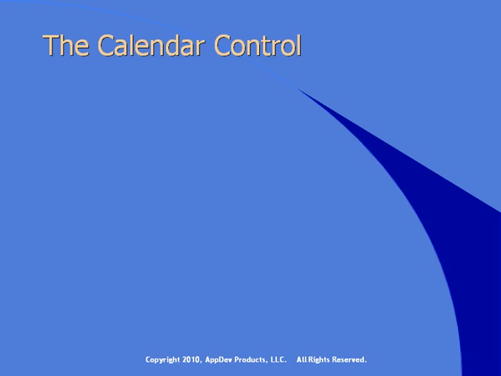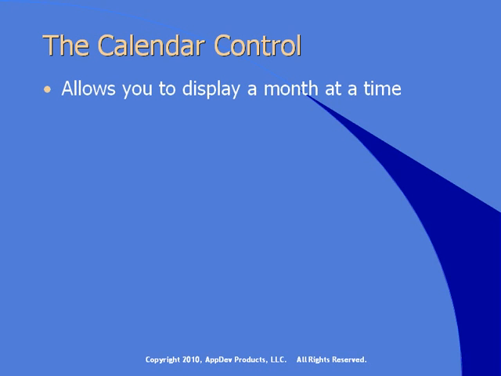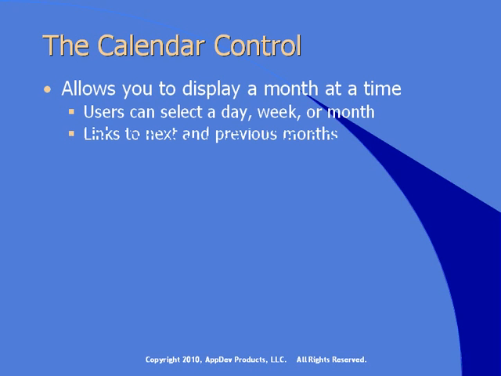This control allows you to display a month at a time. Users can select a day, a week, or an entire month. It has links, optionally, to the next and previous months, and the links trigger a postback. For dates, users can select a date, or select a week, select a month, and this triggers a postback so you can react to it in your own code.